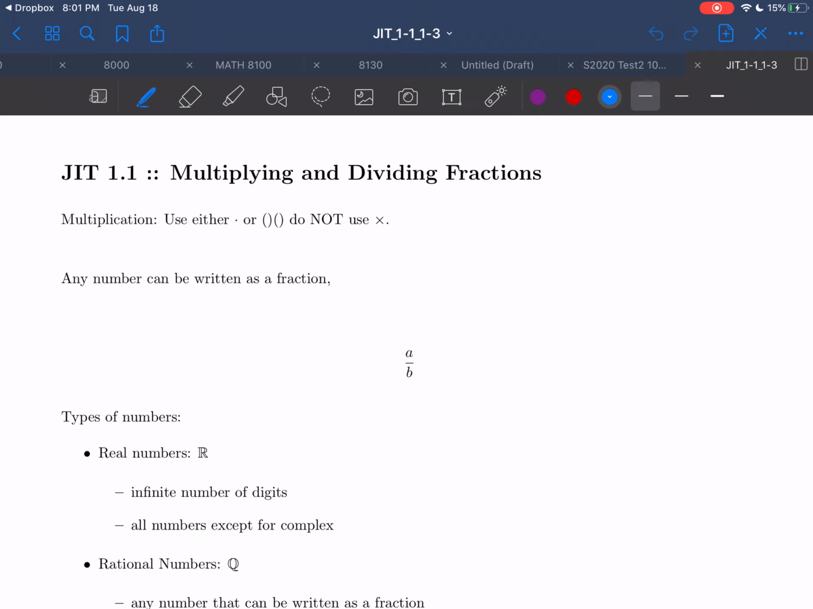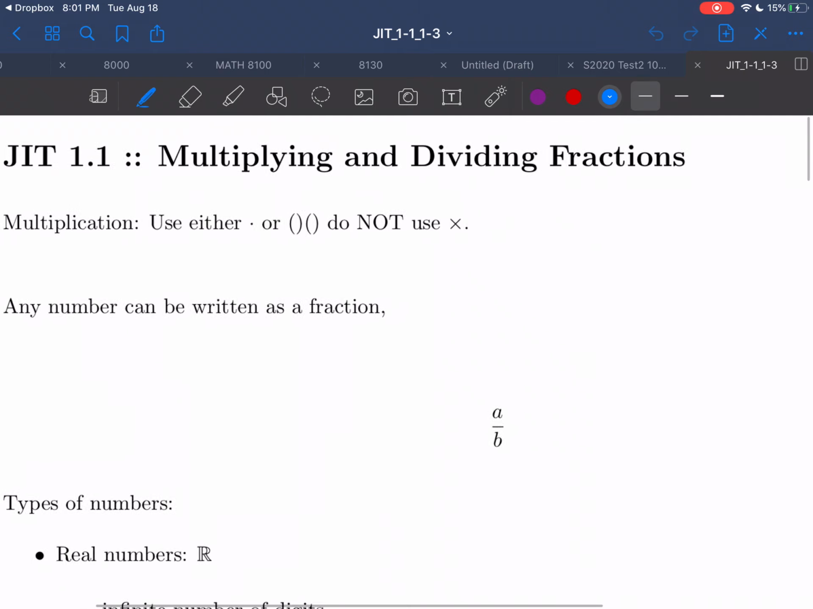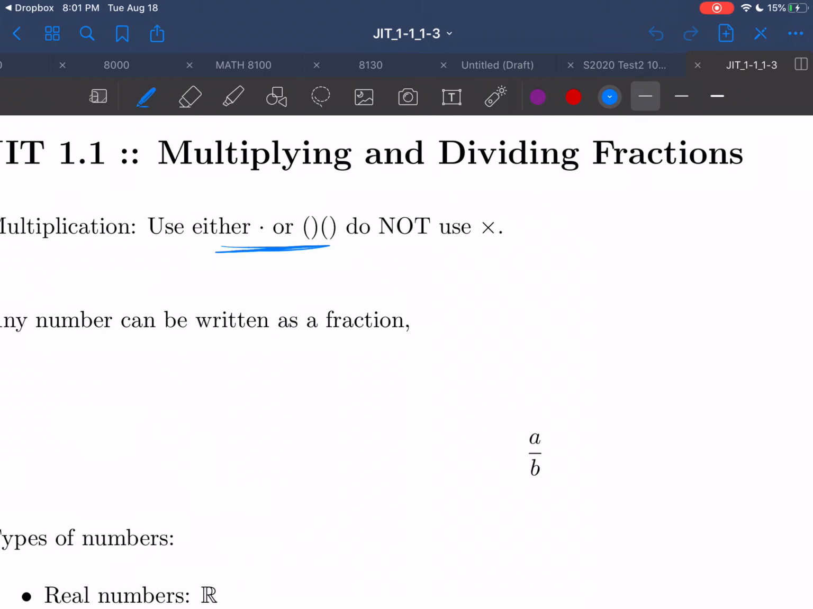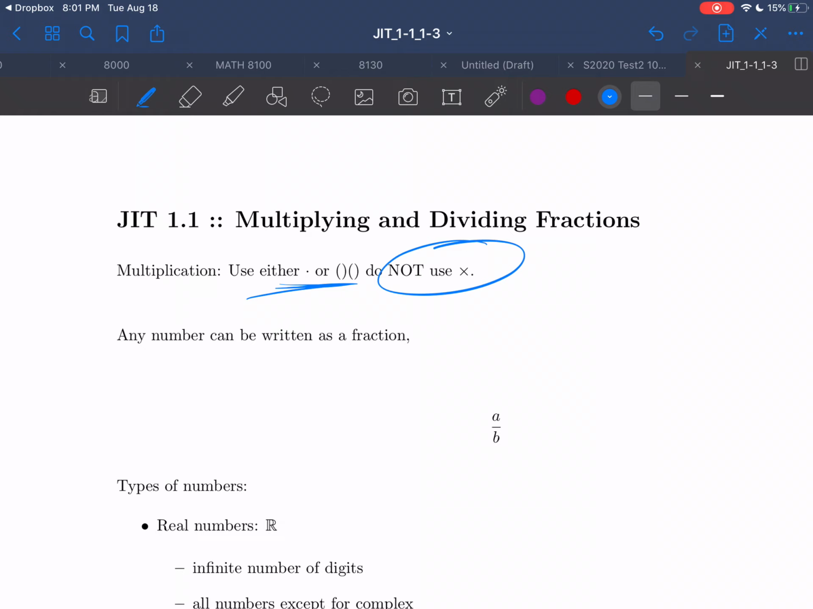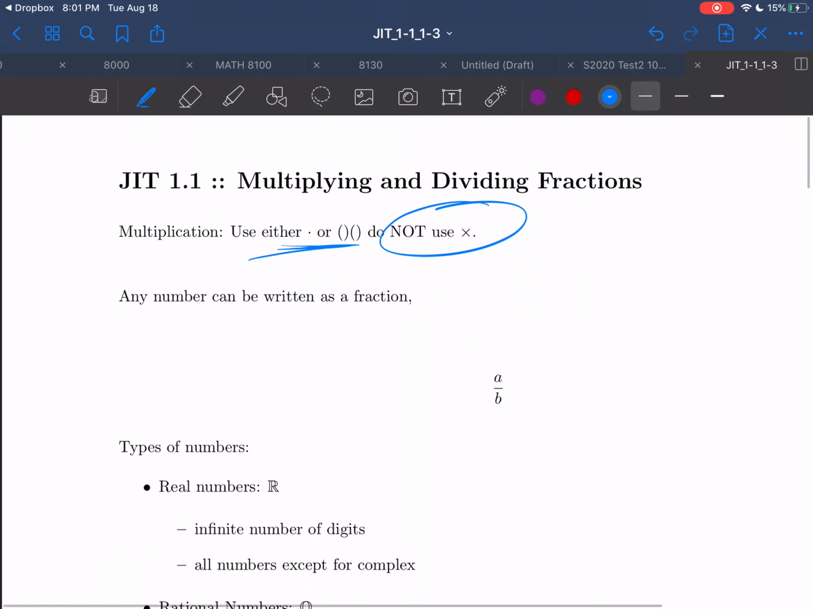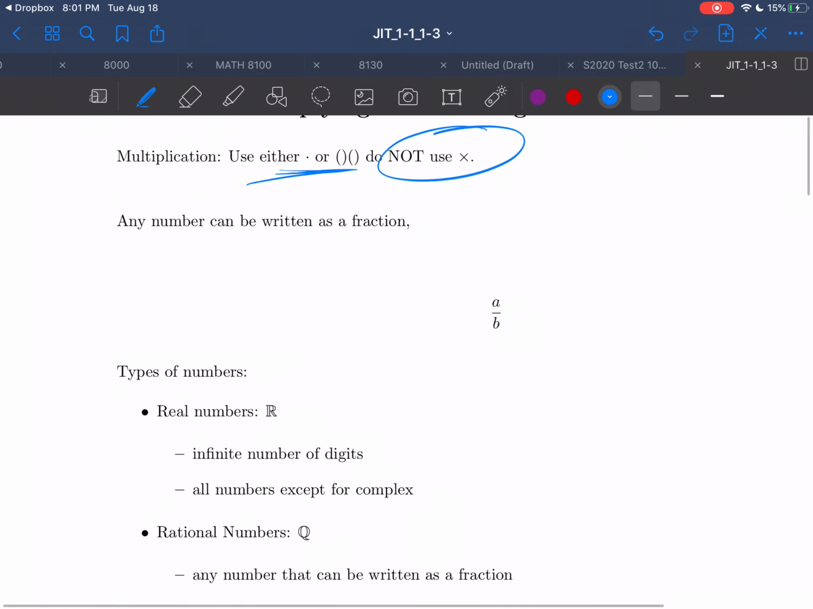So first off, for multiplication, in this class and pretty much any math class beyond this, you should use either a dot or parentheses. Because we use x as a variable, it's easy to get it mixed up with the cross for multiplication. Okay, so just as a tidbit.